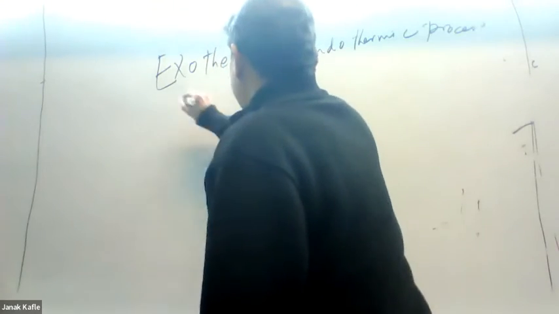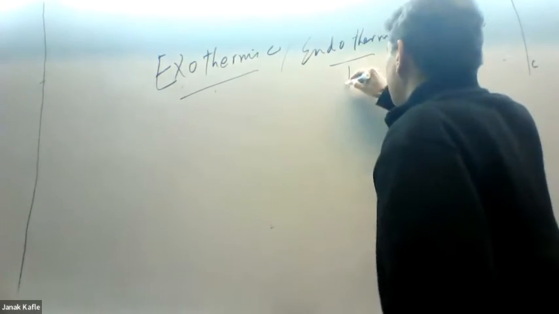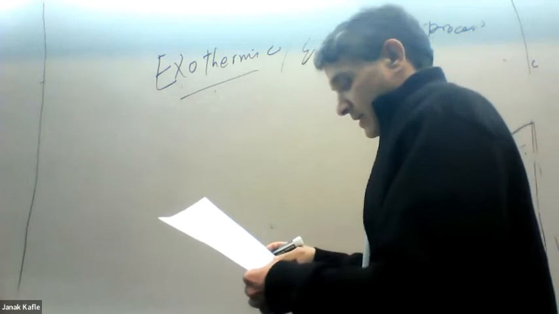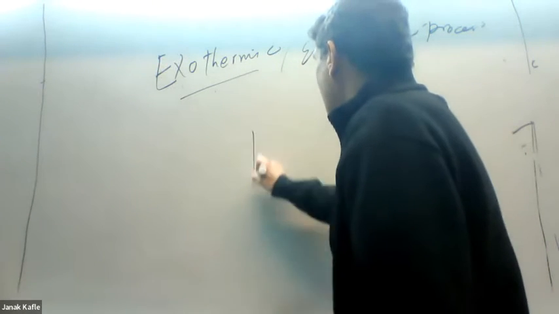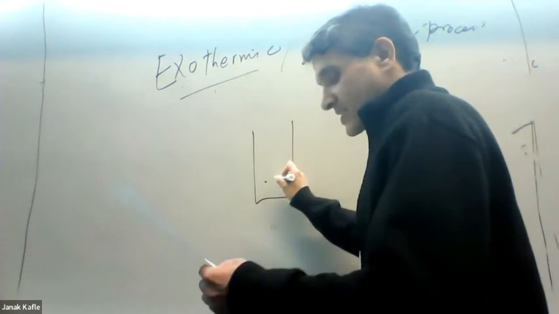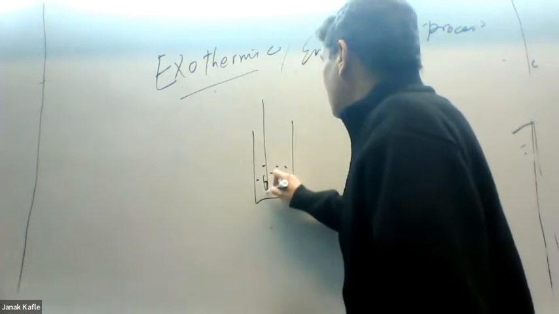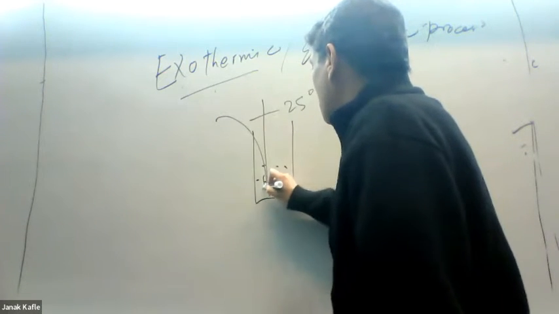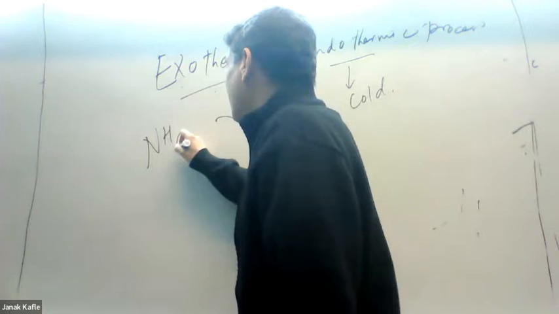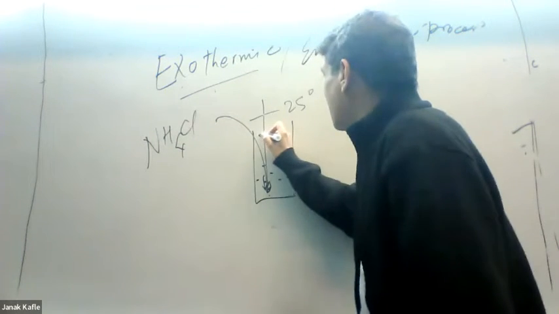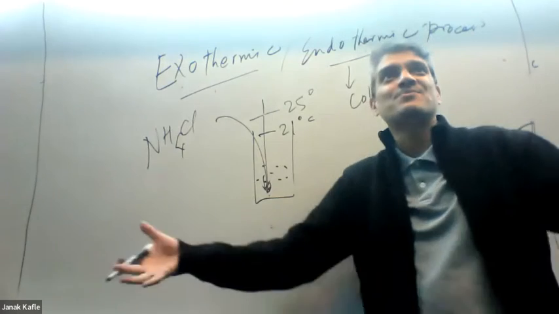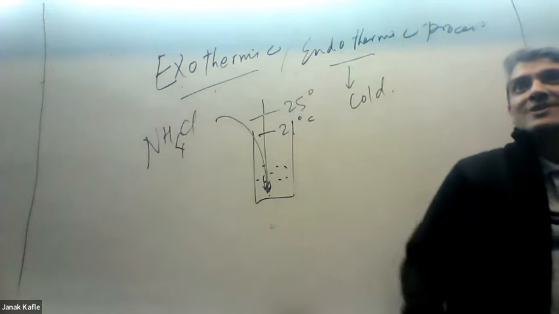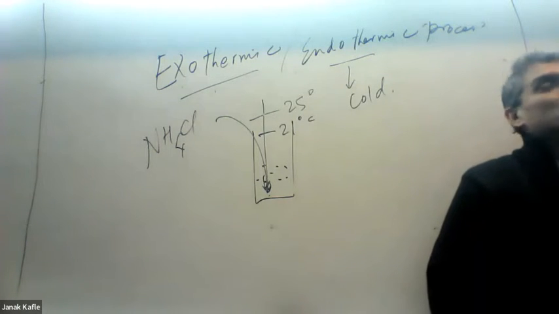In an exothermic process, the system becomes hot. In an endothermic process, the system becomes cold, right? Heat is absorbed in the process. So let's say you have some water here. Put the thermometer here. Let's say it's about 25 degrees centigrade. Now throw some ammonium chloride here. Ammonium chloride is NH4Cl, and the temperature goes down to 21 degrees centigrade. The system becomes cold, right? So I put ammonium chloride in water, and the whole system becomes cold. This kind of process is called an endothermic process. Make sense?